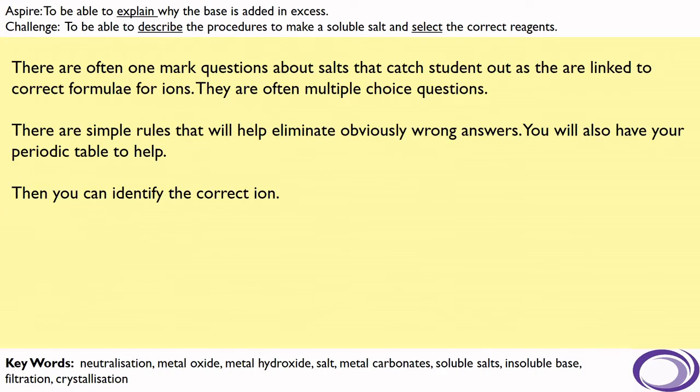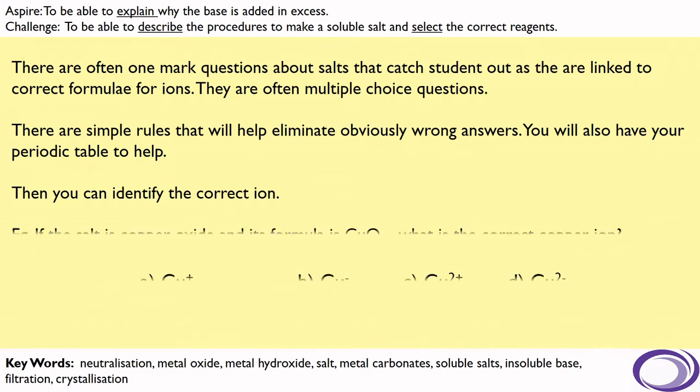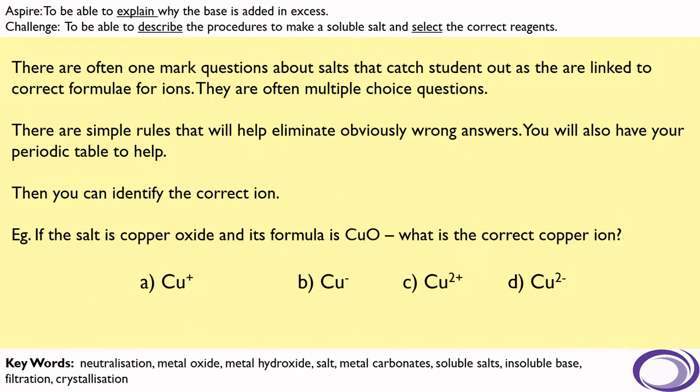Now, there are common exam questions about salts that can catch you out, and they are often linked to the correct formulae for ions or for salts, and they're often multiple choice questions. There are some simple rules that can help eliminate obviously wrong answers, and you do have your periodic table to help you. By doing that, you can then identify the correct ion. So let's have a look at an example. If the salt is copper oxide and its formula is CuO, what is the correct copper ion?